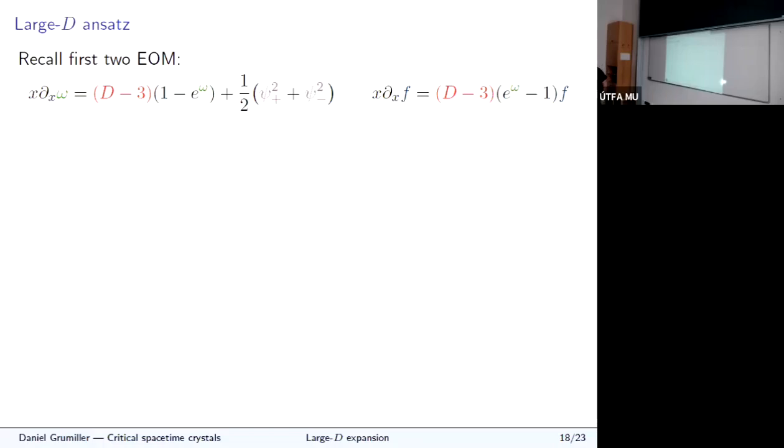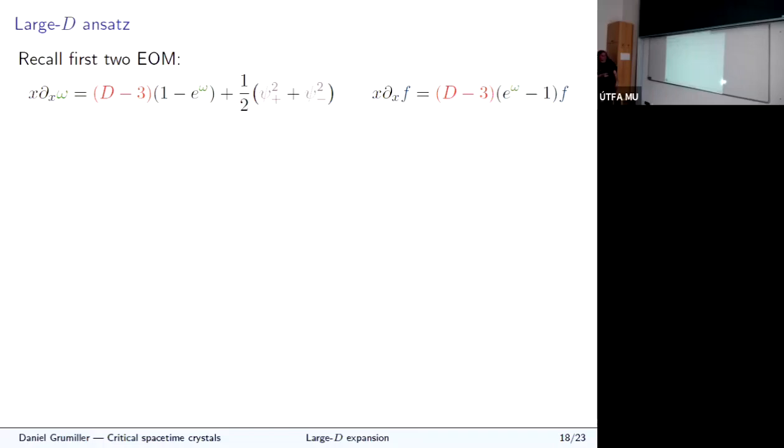So these are the first two equations of motion. And what you can see is that if you want this term and this term to remain finite at large D, then omega has to go to 0 at large D. Because, well, you have to somehow compensate this infinite factor here. And if you do this, then you also resolve this issue here, because you want this to be finite. That only works if d minus 3 times e to the omega minus 1 is finite.